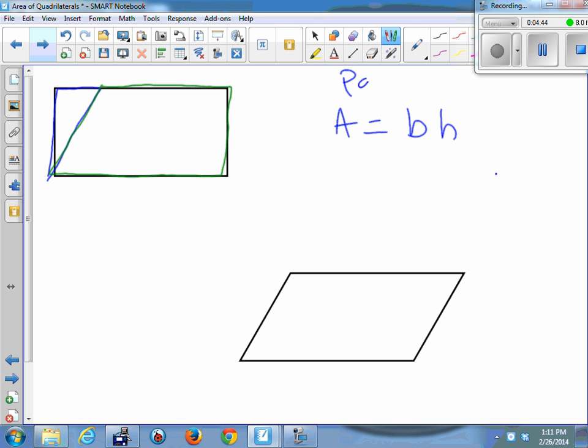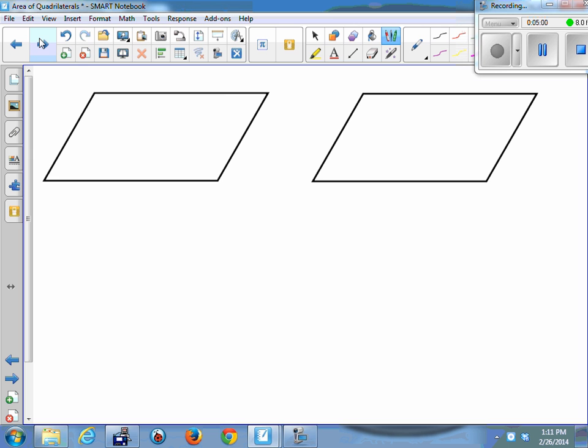Area of a parallelogram, same as a rectangle. You can kind of just chop off that corner and move him over. All right, so just the same. A lot of them are the same.